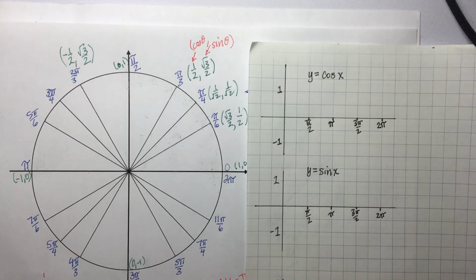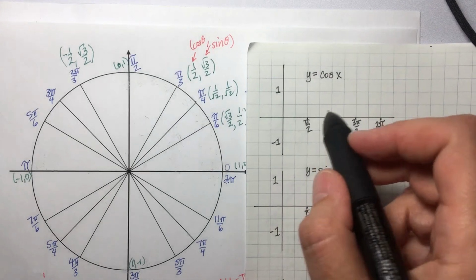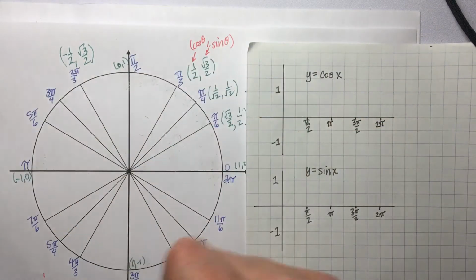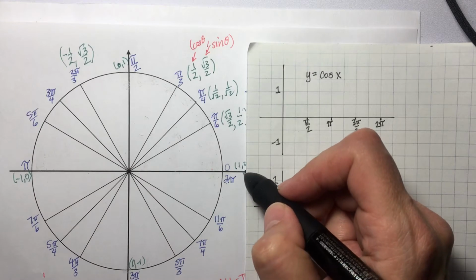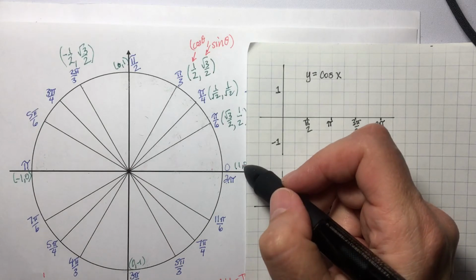Okay, the trig fun never stops. We're going to graph cosine and sine. So if we want to graph cosine, we need to look at our unit circle. All we really need is a starting point. After that, it kind of flows.